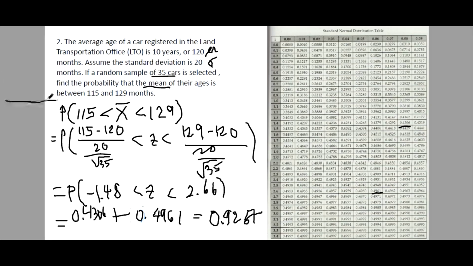0.9267. Now, look at this. We add these two areas because the first number is negative 1.48, which is on the left side, and the other one is 2.66. So this is the area. So that's why we add these two values. So therefore, the probability that the mean of their ages is between 115 and 129 is 0.9267.